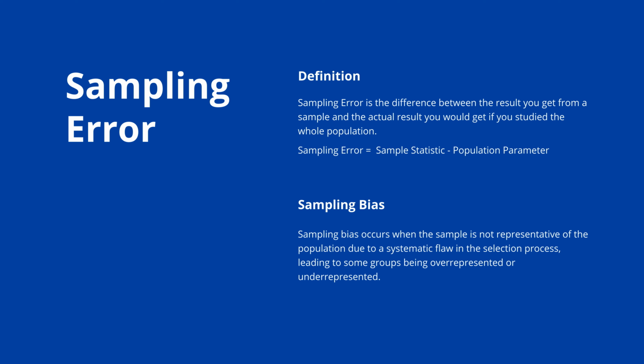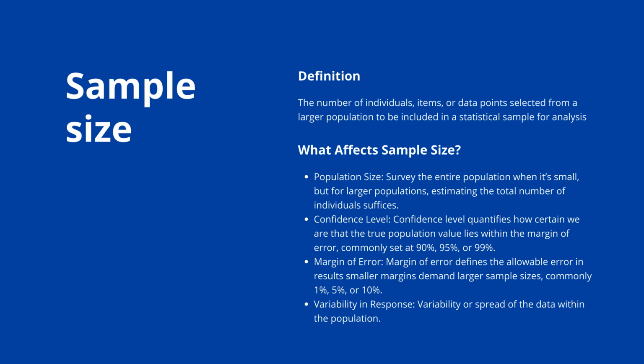Sampling error is a natural difference, but sampling bias is a problem that happens when you choose your sample in a bad or unfair way. Now, you might be wondering how to decide the appropriate sample size. The sample size is the number of people, items, or cases you include in your study. Too small and your data might be wrong. Too big and you waste time and money. So the trick is to find the right number.